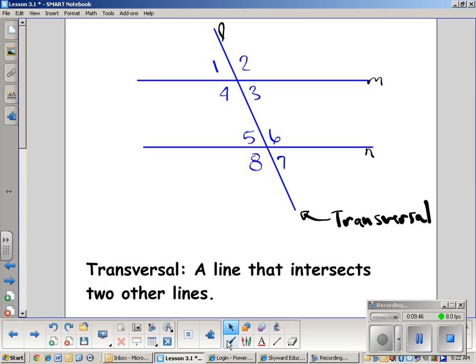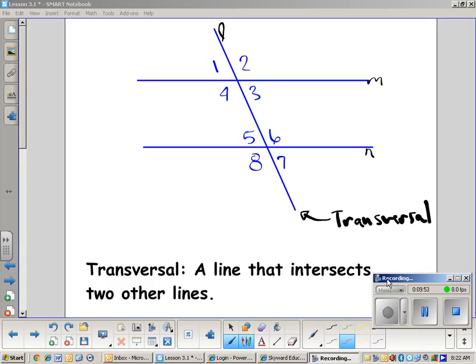I'll get a marker. Let me do this first. The marks they use to show parallel would be a little arrow on the lines. Okay? That means those lines are parallel. So when you see two lines in the book or on a test and they have those little marks on them, that means you can know those lines are parallel.